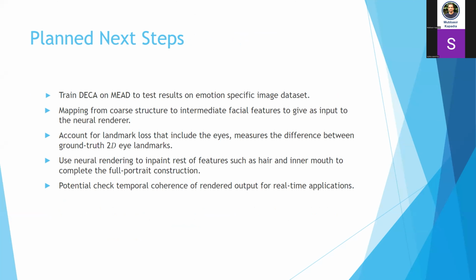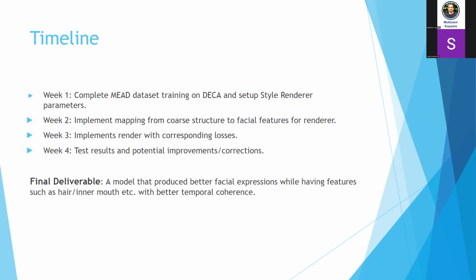Yeah, so the planned next steps are to train DECA on the MEAD dataset that was created, and then map the core structure for the intermediate facial features, and then extract the ray traced skin from that. And then finally, use the neural renderer that we saw to potentially in-paint the rest of the eyes, hair, and inner mouth regions. Next slide. And this is just the same thing.